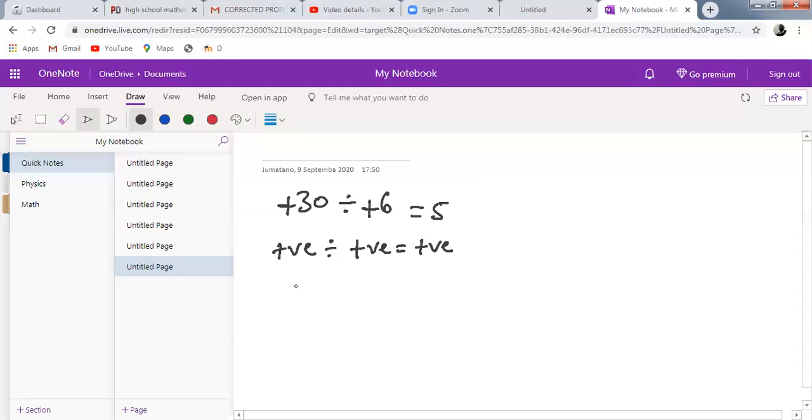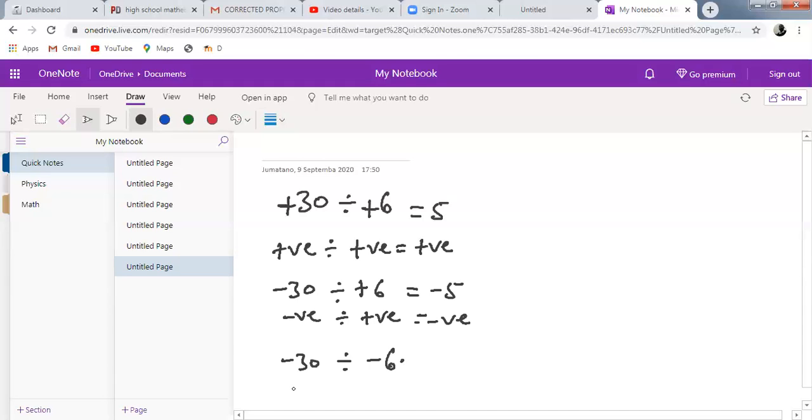If you have -30 divided by +6, in this case, it is a negative being divided by a positive. The answer is supposed to be negative. So the answer here should be -5. If, for example, it was -30 divided by -6, this is actually a negative being divided by another negative. So the answer is positive. So here is going to be +5.